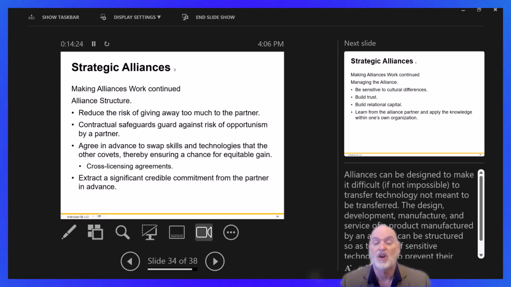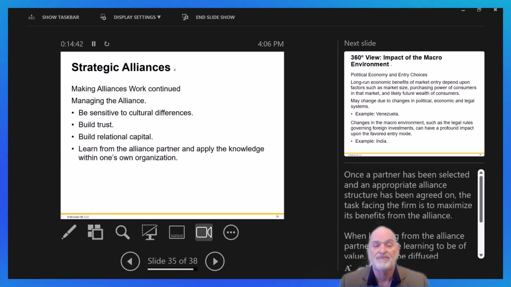Contractual safeguards guard against the risk of opportunism by a partner. Agree in advance to swap skills and technologies that the other covets, thereby ensuring a chance for equitable gain. Cross-licensing agreements. Extract a significant credit commitment from the partner in advance. Managing the alliance: be sensitive to cultural differences, build trust, build relational capital, and learn from the alliance partner and apply the knowledge within one's own organization.